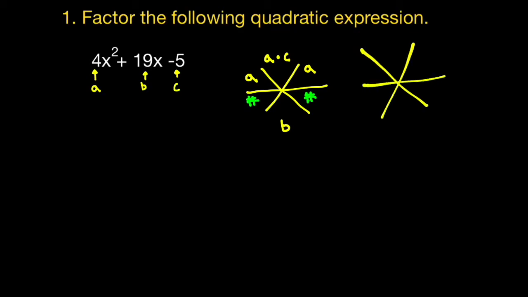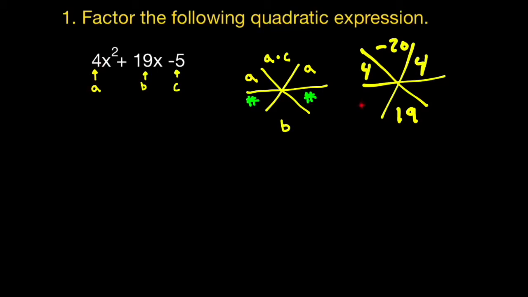And on the top, I need to record the value of the product of a and c. My a value is 4, my c value is negative 5, so the product of a and c is going to be negative 20. 4 times negative 5 gives me negative 20. On the bottom, I'm going to record my b value, and that is going to be 19. And on the upper wings, here and here, we're going to record the a value. The a value is 4.